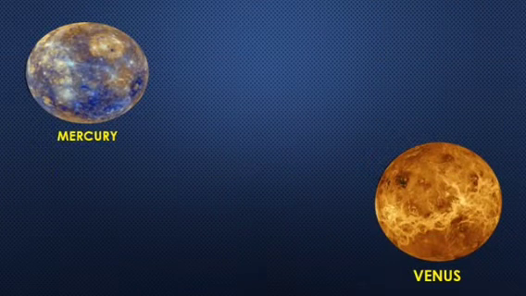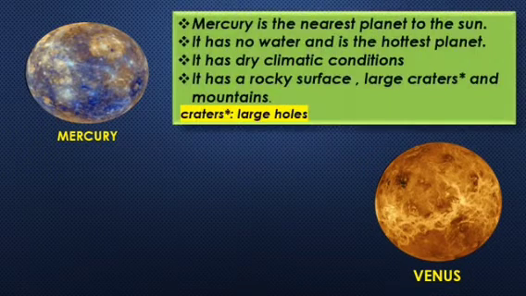The first and nearest planet to the sun, Mercury. Mercury is the nearest planet to the sun. It has no water and is the hottest planet. It has dry climatic conditions. It has a rocky surface, large craters and mountains. What are craters? Craters are large holes.